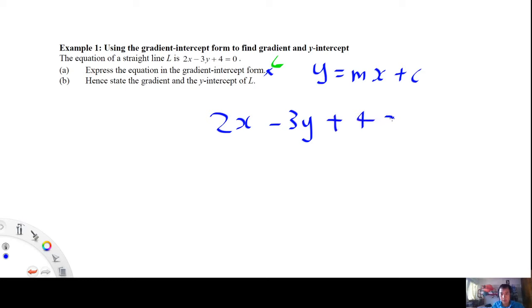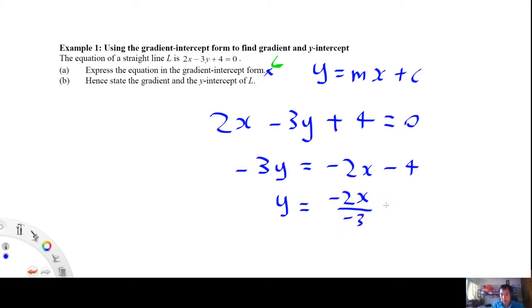First things first, we're going to make y the subject. Can you see that I make y alone first, and I throw these two over to the other side. After that, how do you find y? You divide everything by -3. This is how we get the gradient intercept form. So even if they don't give it in gradient intercept form, we can get it out by doing some algebra.